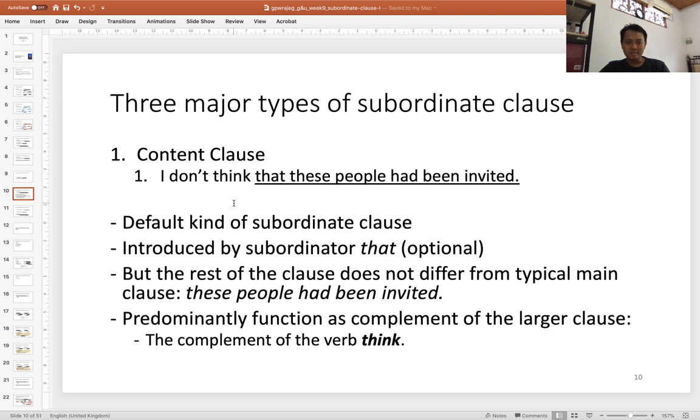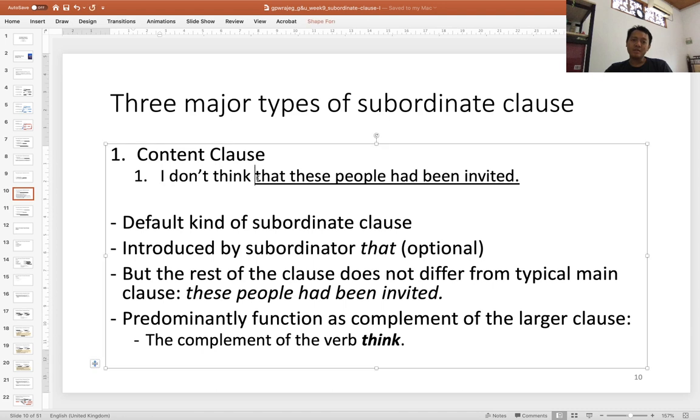The content subordinate clause is like a default, the basic or the prototype of subordinate clause, and it is introduced or marked by the subordinator that. Well, this is misleading. That can be optional or obligatory. We will see later on. This is one of the markers of subordinate clause.